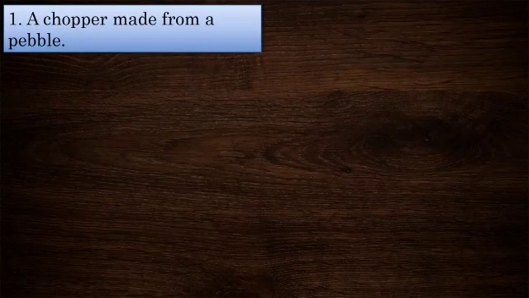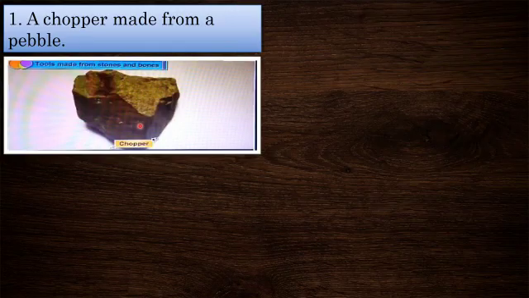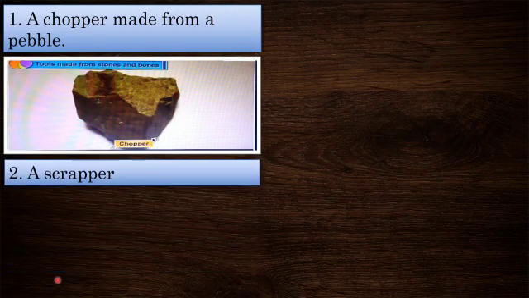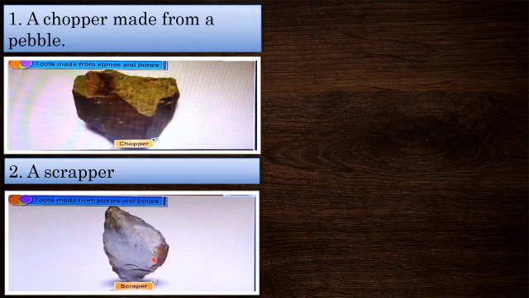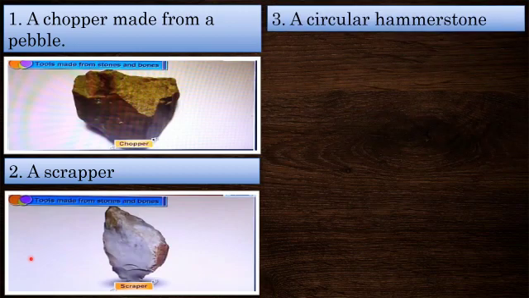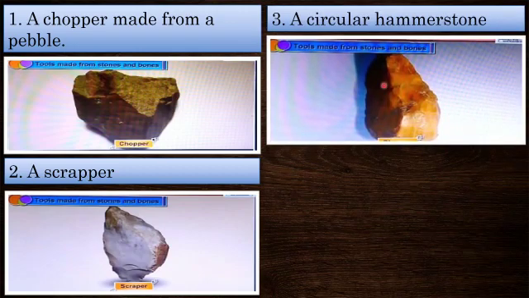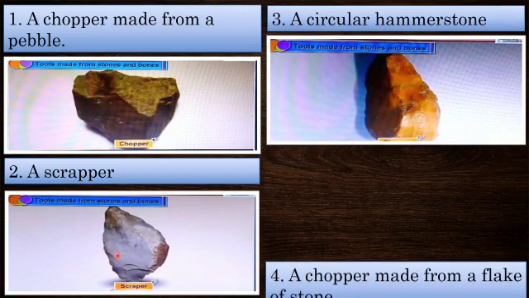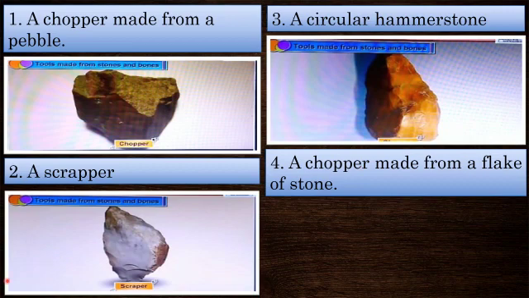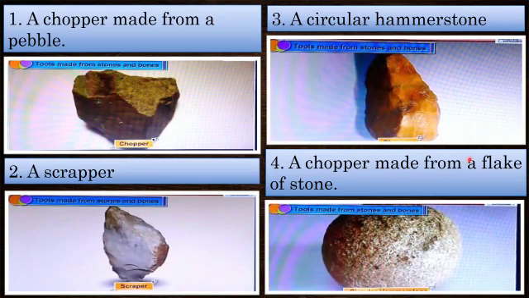So my dear students, the first one is a chopper made from a pebble. As you can see here, the chopper. A scraper, as you can see in this picture, a scraper. A circular hammer stone. A chopper made from a flake of a stone.